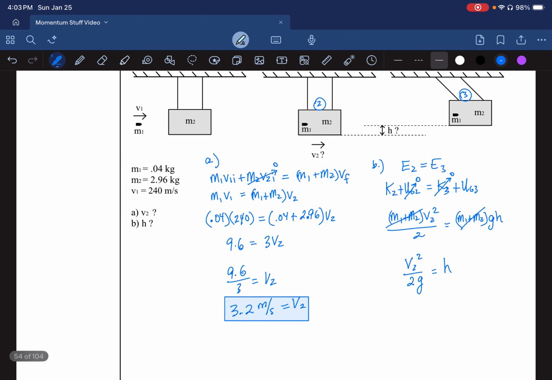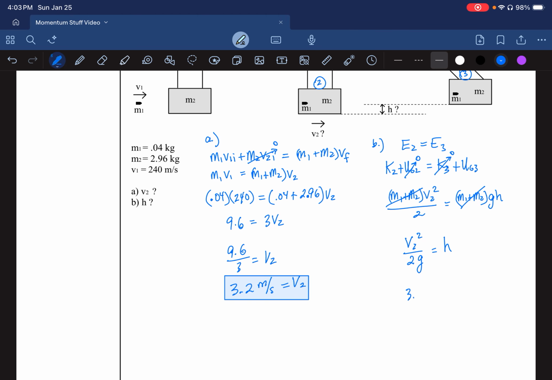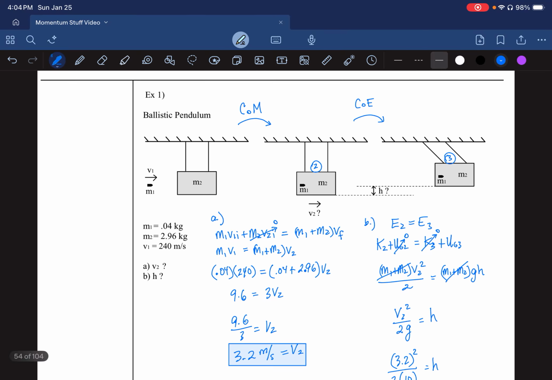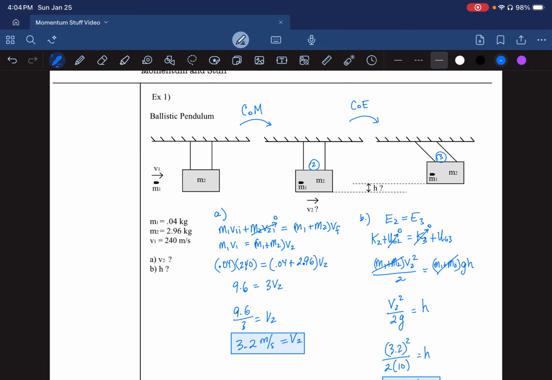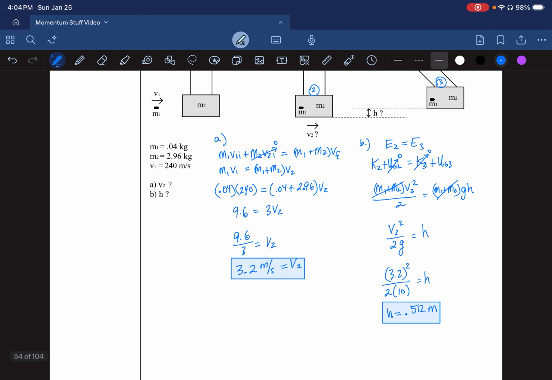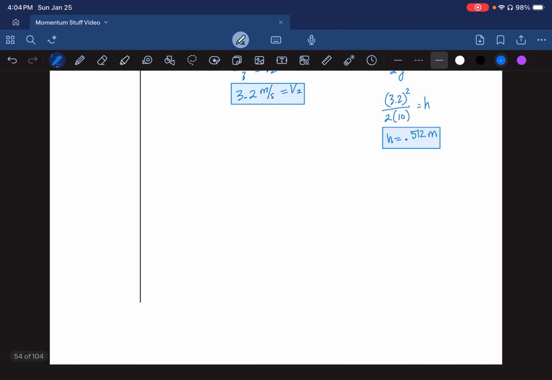And now I'll put in some numbers. That was 3.2 squared over 2 times 10 equals h. And we get that the height is 0.512 meters. So that's kind of our strategy, is figure out what topics do I use to solve things. Let's go to the next one.